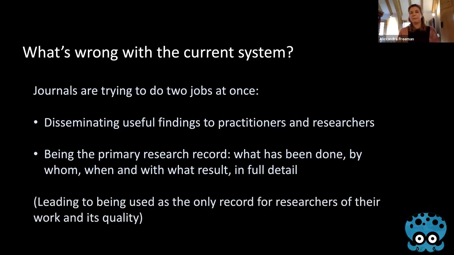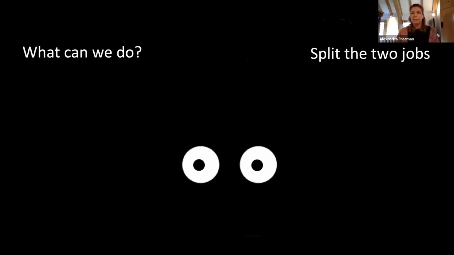And because the primary research record is the main record of what researchers have done and hence what they get judged on, the bending of this incentive structure towards dissemination is causing this real problem in the research culture and in assessing and choosing what research gets done, which I think is absolutely critical for the whole of science. So what can we do?